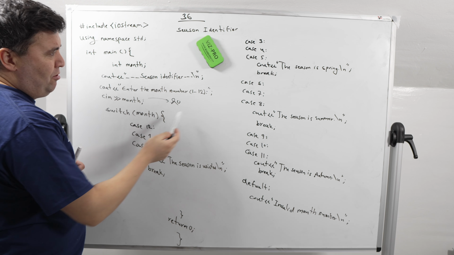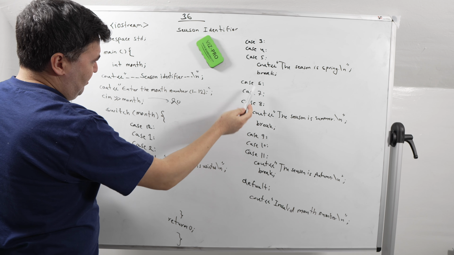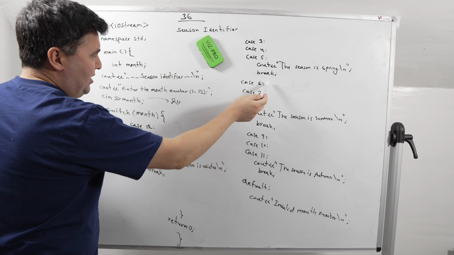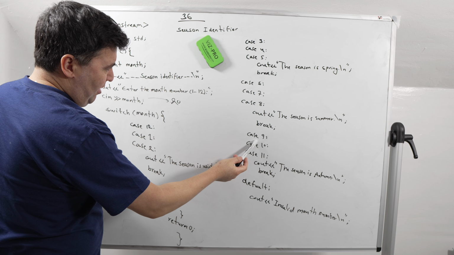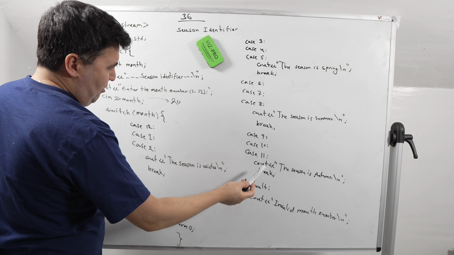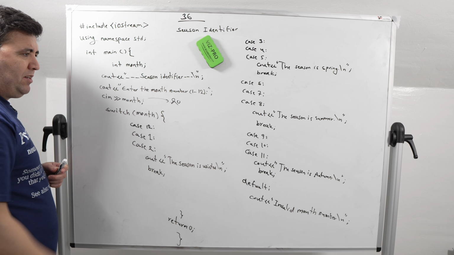And now 20 is equal to 6? No. Equal to 7? No. Equal to 8? No. So this section will not be executed. And then we compare with the case 9? No. With 10? No. With 11? No. So none of the above cases match.